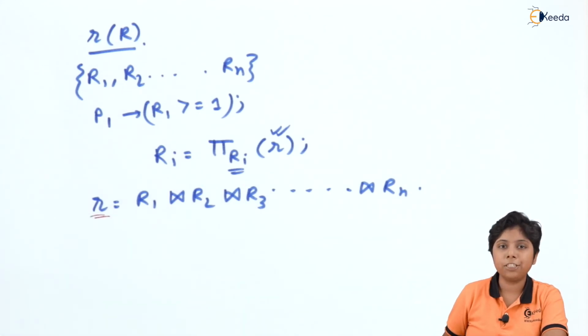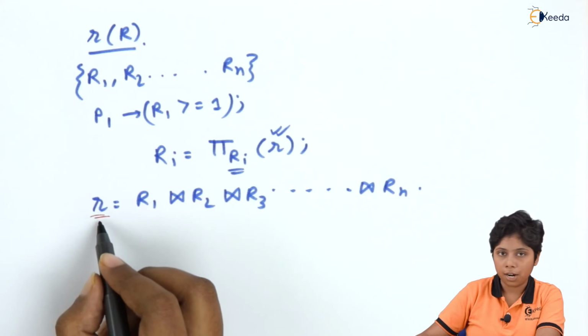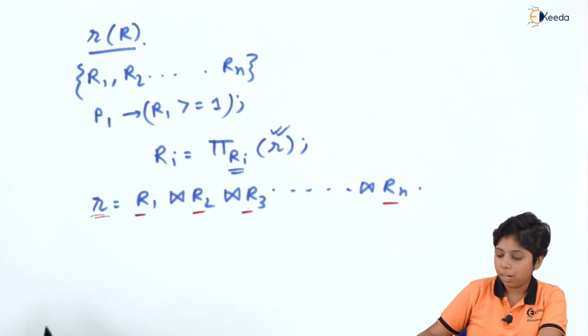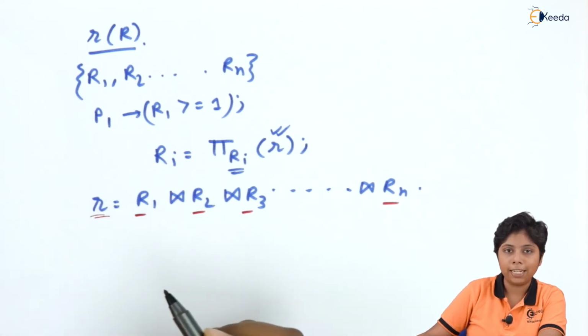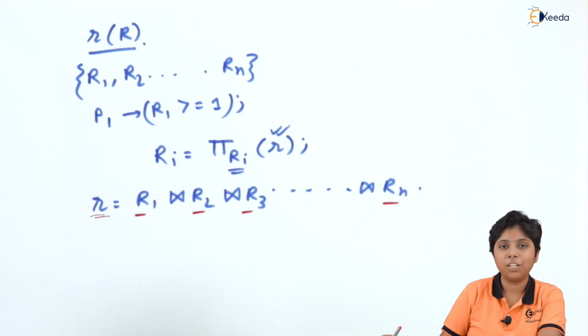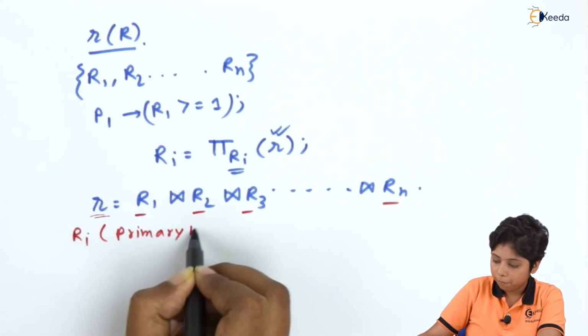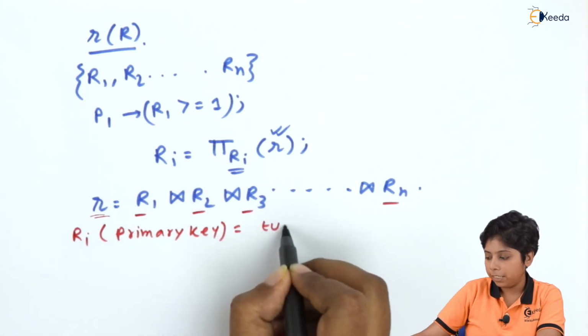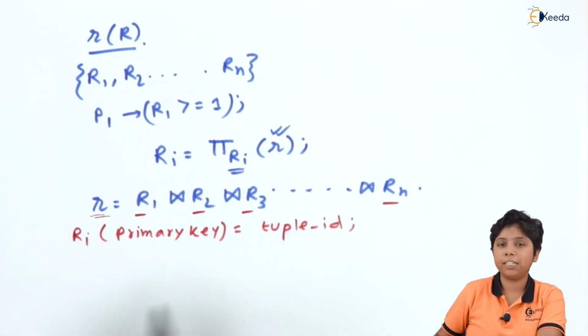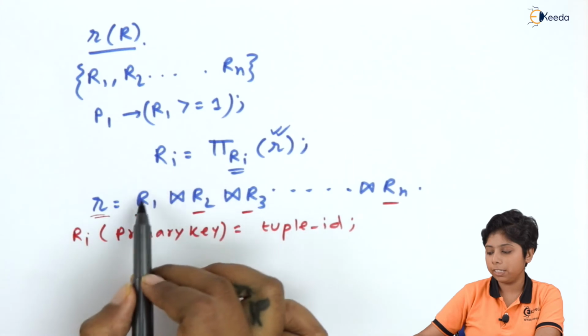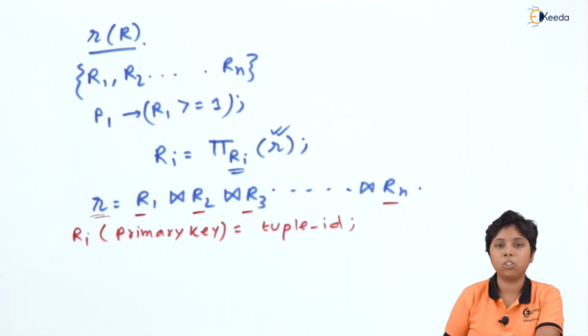Now one way of ensuring the reconstruction of R from each of R1 to Rn is to include the primary key attribute of R in each of these relation schemas R1 to Rn. For instance, we can attach a tuple ID to each of the fragmentations so that the tuple ID becomes the primary key. So for any Ri, the primary key becomes the tuple ID. So the tuple ID cannot be duplicated within each of these relations and thus gives the primary key constraint. So while joining, we can have this tuple ID as the joining attribute.